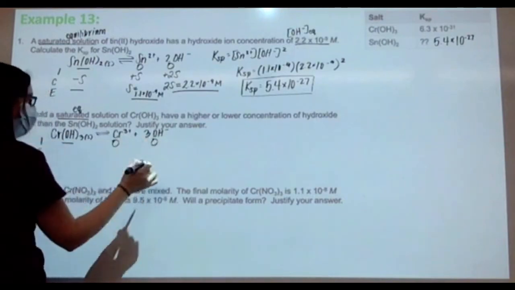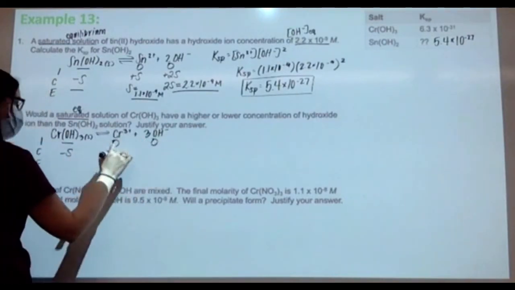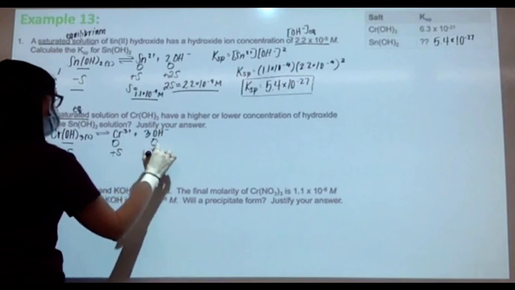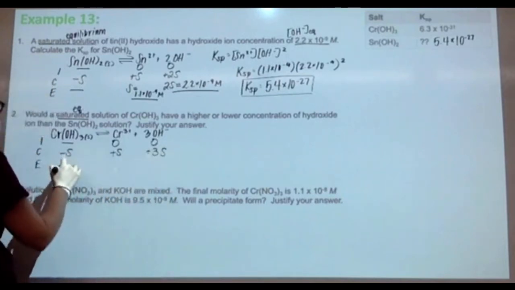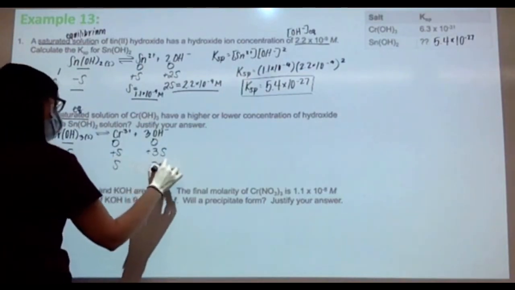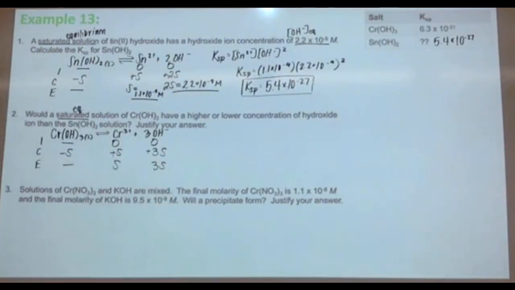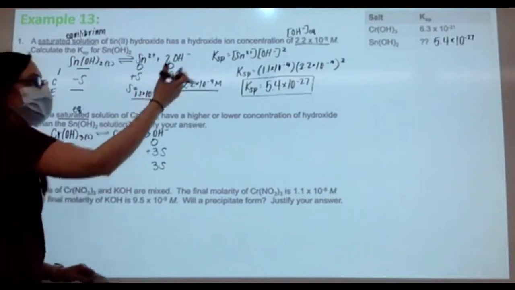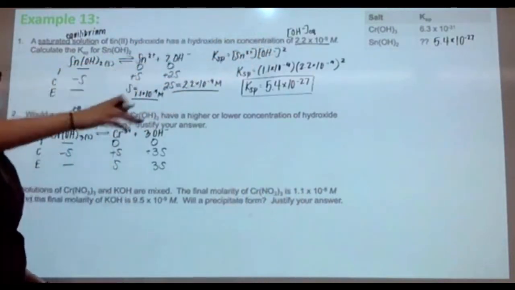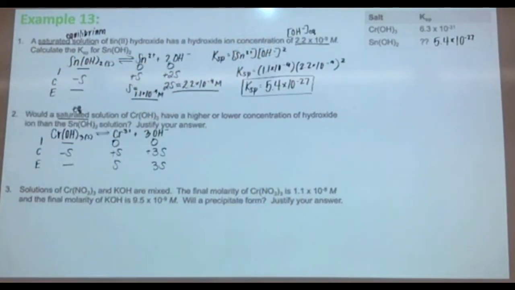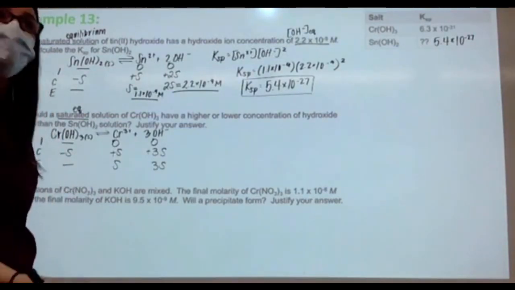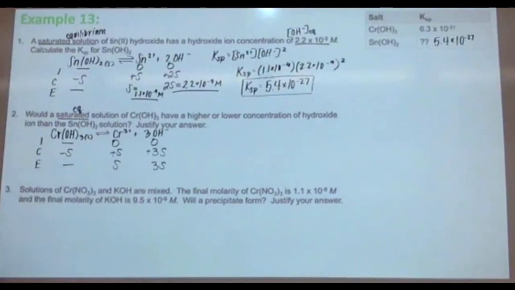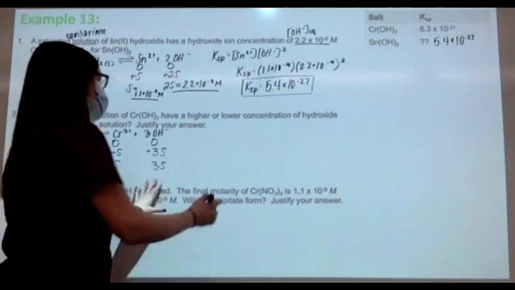So we have 0 for our ions, plus S, and plus 3S for Cr3 plus and OH minus. They gave us the KSP. Make sure you're using the information that they give you. They give us KSP so we can solve for solubility. If we solve for solubility, we can in turn figure out what OH minus is.